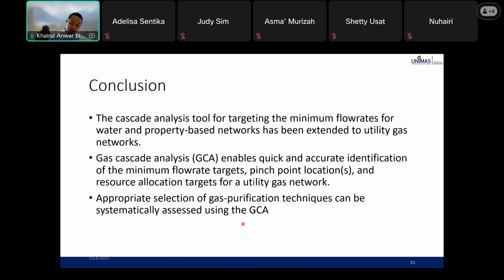By regenerating at the pinch here, it can reduce the fresh supply to 126. This is for membrane regeneration, which can save the process 81 mole per second. Then we have another one using PSA regeneration, which will save around 77 mole per second.